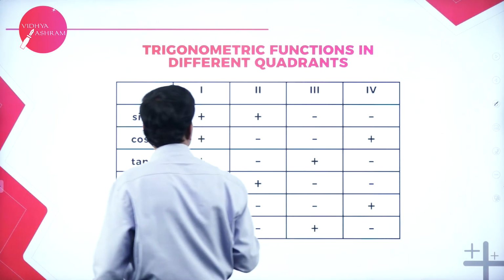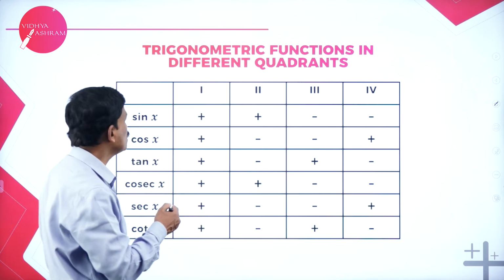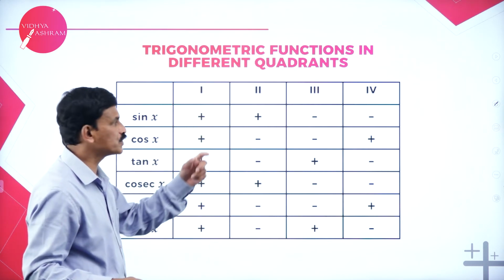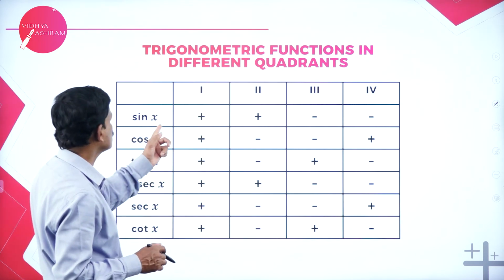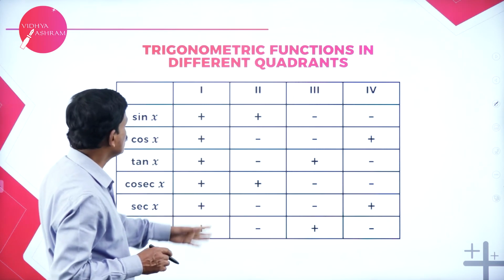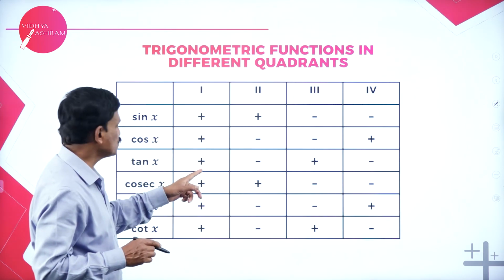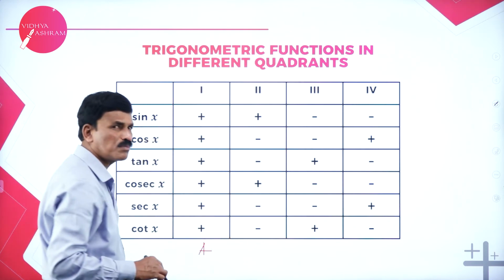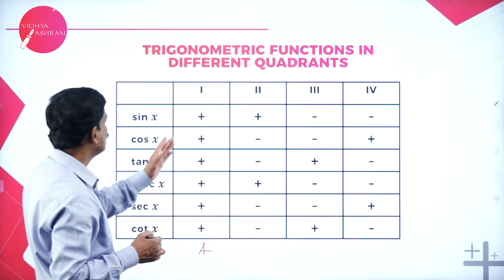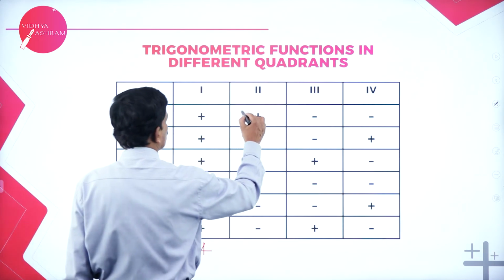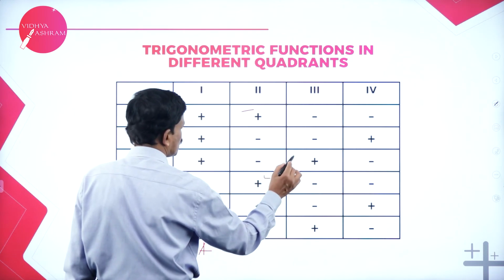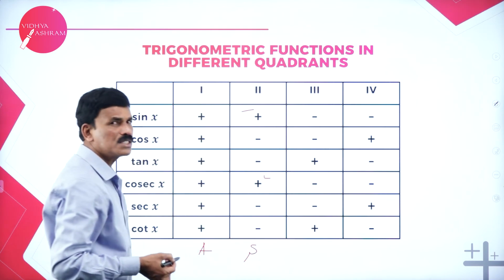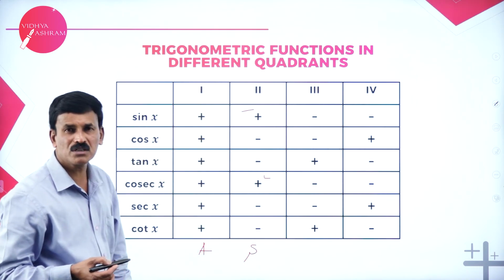Now let us come to this. Depending upon those values, the trigonometric functions for different quadrants are like this. In the first quadrant sin x is positive, cos x is also positive, tan, cot, all are positive. In the first quadrant all trigonometrical ratios are positive. In the second quadrant sin x and its reciprocal cosecant x are positive, the remaining are negative.